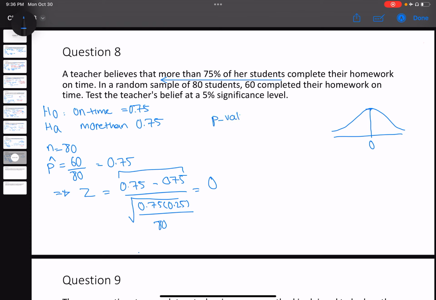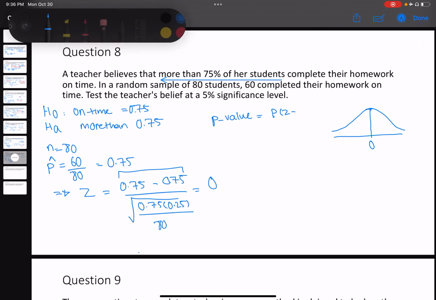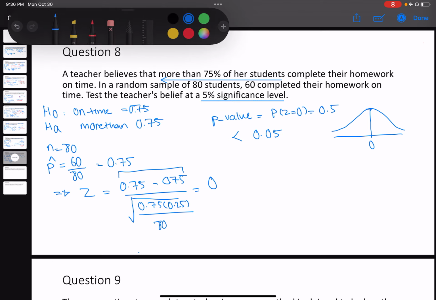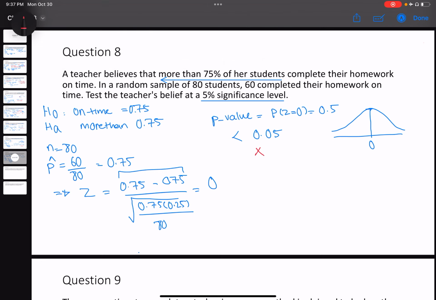We got the p-value as z equals 0, which is 0.5 and is not less than the significance level of 5%. Therefore, we fail to reject the null hypothesis, and we can support the alternative hypothesis that more than 75% of the students are on time.